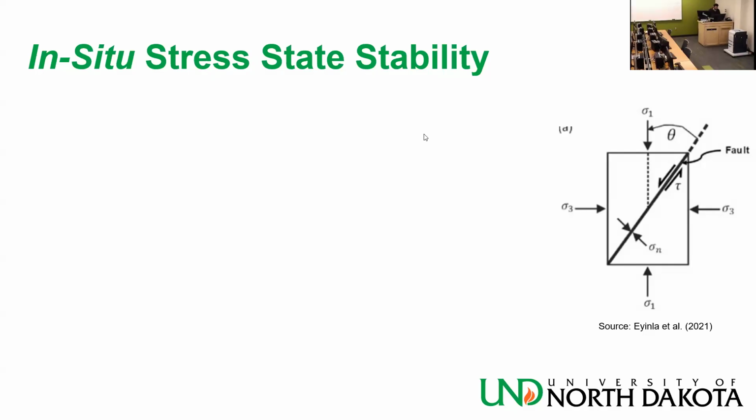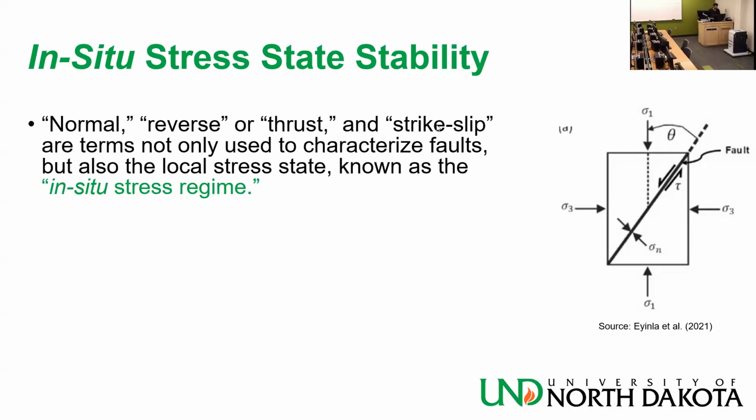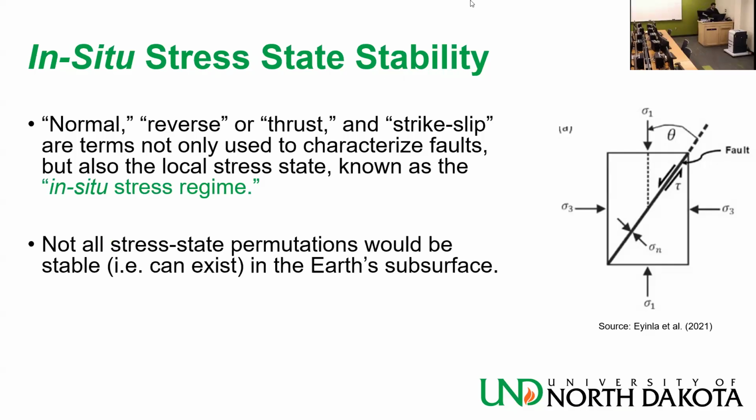Let me see. Normal, reverse or thrust, and strike slip are terms not only used to characterize faults, but also used to characterize the local stress regime. I gave you an example last time. The Gulf is normal. East Coast is reverse. Several parts of the Midwest is strike slip. The West Coast of the US is strike slip, etc., etc.